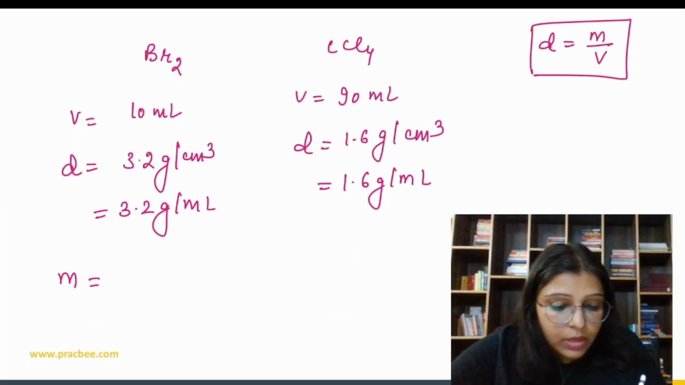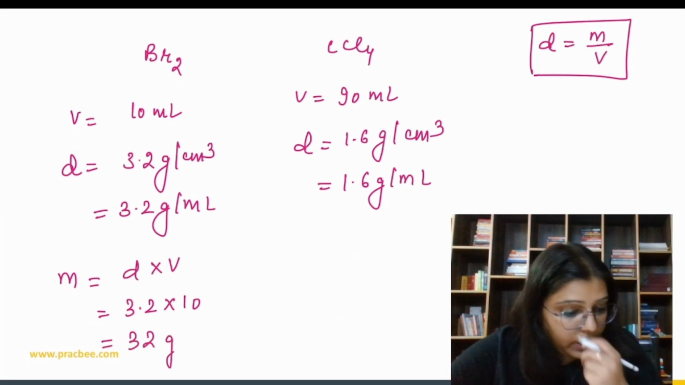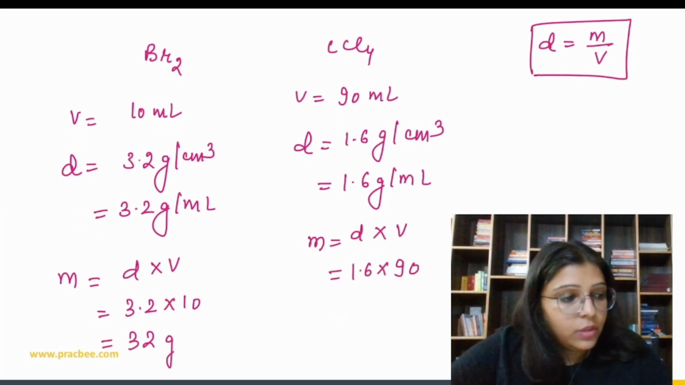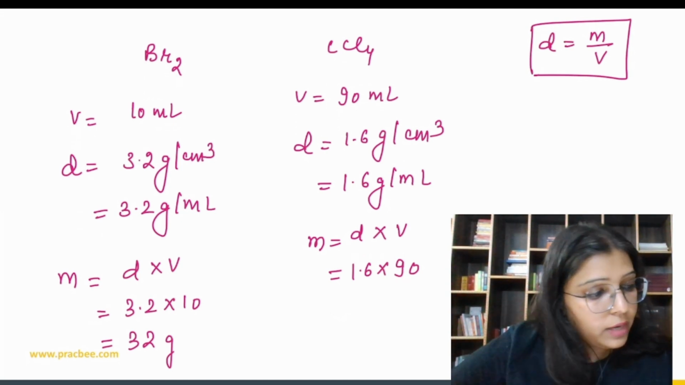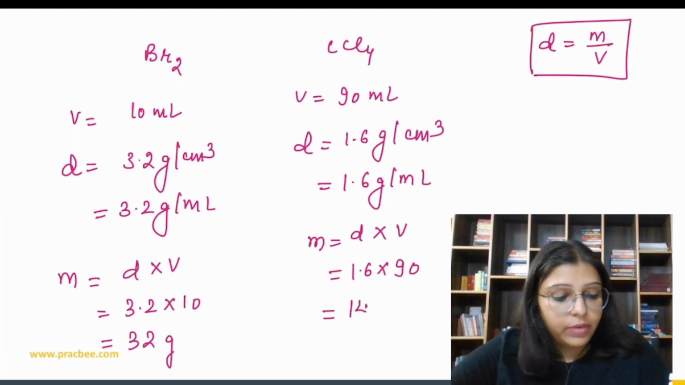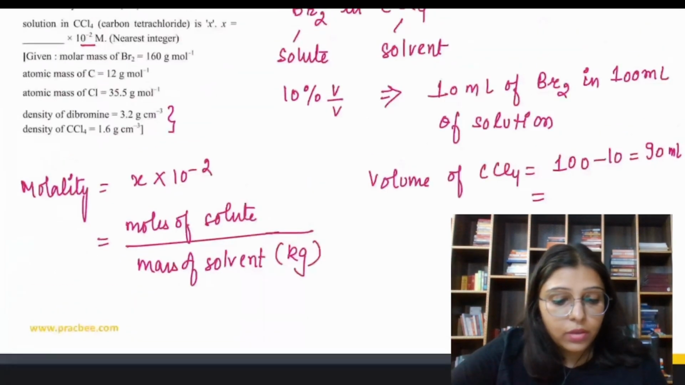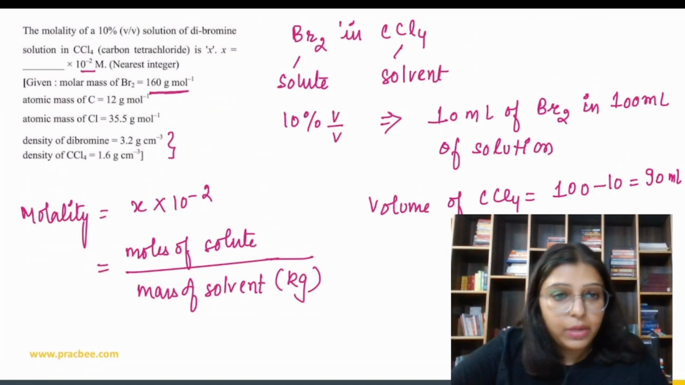So let's find out the mass of Br2. Mass of Br2 is going to be density into volume, which is 3.2 into 10, and that is equal to 32 gram. Here mass of CCl4 is equal to density into volume, 1.6 into 90. On solving, we get 144. So mass of solvent is 144 gram, right? Molar mass of Br2 is already given, 160 gram per mole.